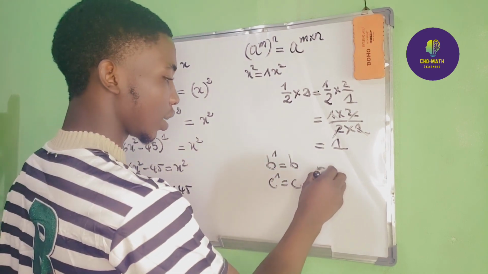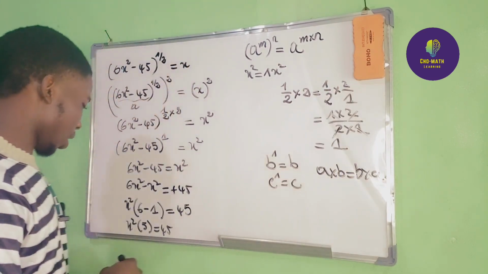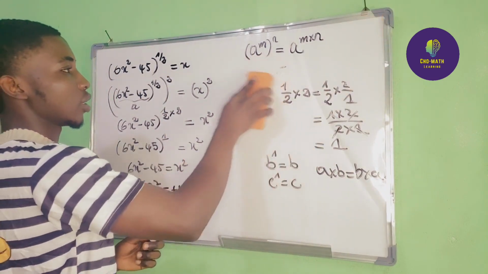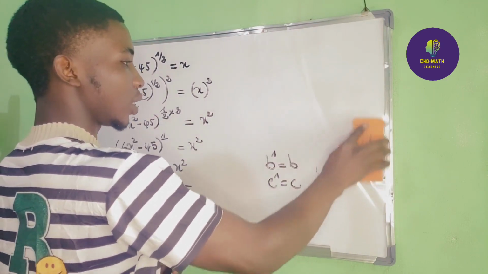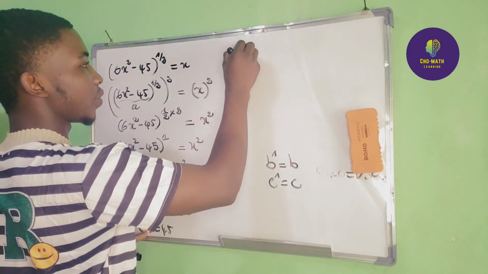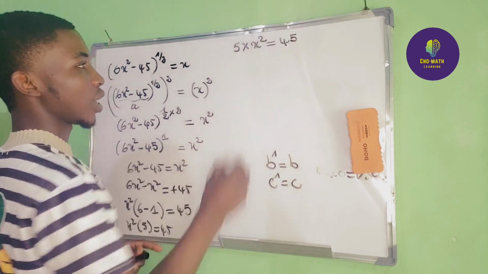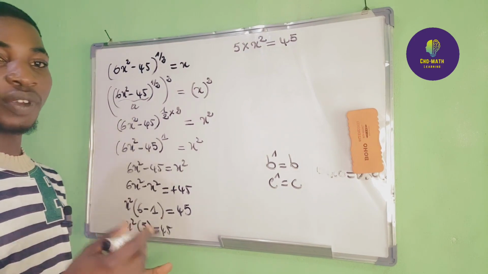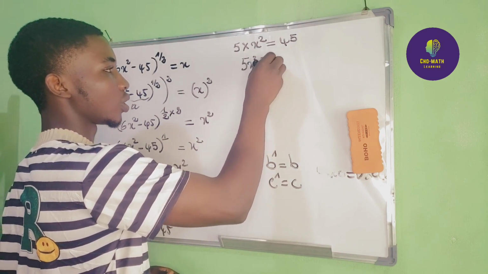If you have a times b, it is still equal to b times a. So x squared times 5 is still equal to 5 times x squared. We're going to cancel here so that we can have enough space to continue. So since we have x squared times 5, it is still equal to 5 times x squared, and all this is equal to 45. 5 times x squared is equal to what? 5 multiplied by x squared is equal to 5x squared. Okay, so you have 5x squared is equal to 45.